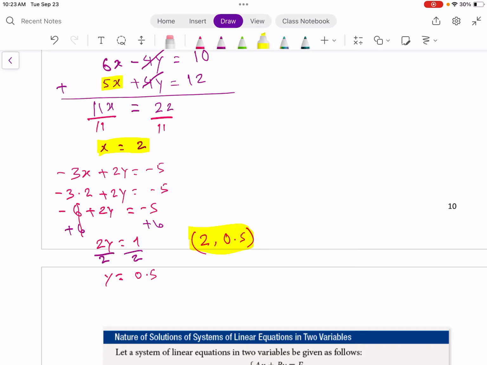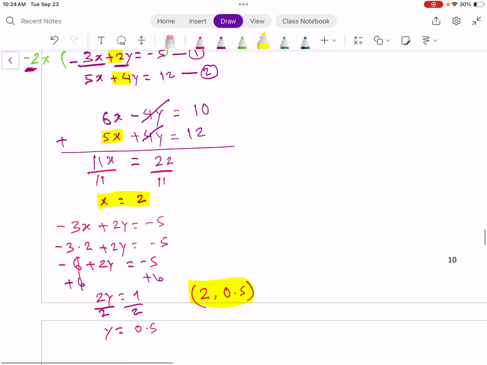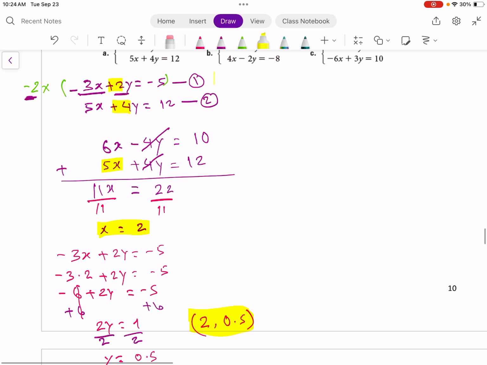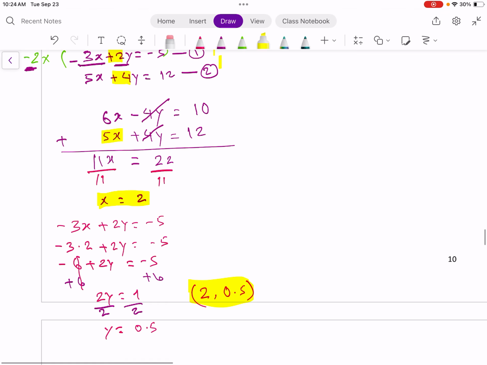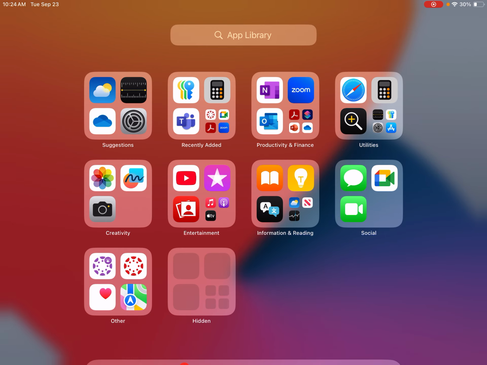Now what does this mean? What does 2 and 0.5 mean for both of these lines? This is the point where these two lines intersect each other. So if we draw a graph of these two lines, then these two lines intersect at (2, 0.5). So at this point, let's see and find the graph here.